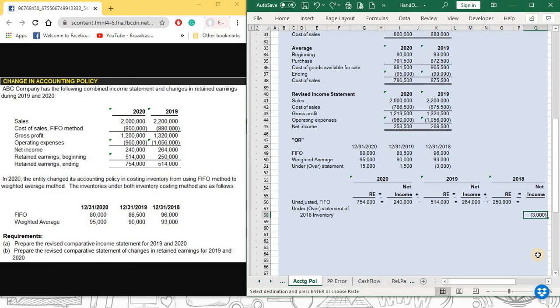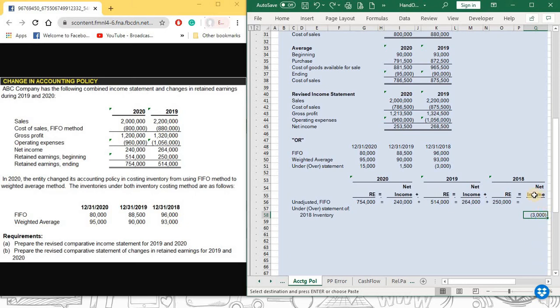However, we cannot determine the adjusted net income for 2018 because there is no information about the unadjusted net income in 2018. I just included this adjustment so that I can show you the complete analysis of the effects of the change in accounting policy for inventory. Again, the adjustment will be a deduction from the 2018 net income of 3,000 pesos because the net income is overstated. And again, why is it overstated? Because the ending inventory, which is an asset, is also overstated by 3,000 pesos.